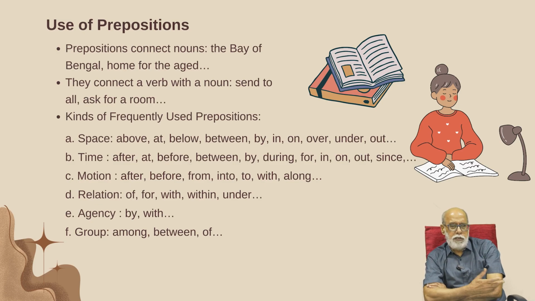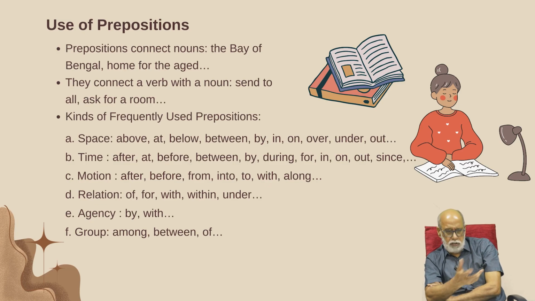Group, more than two. This city is among the 10 fastest growing cities. Where do you live? You live between two streets. You have one road on your east, the other road on your west. So you are between these two roads. Or group between X and Y, or between these two people. We should ask John first.